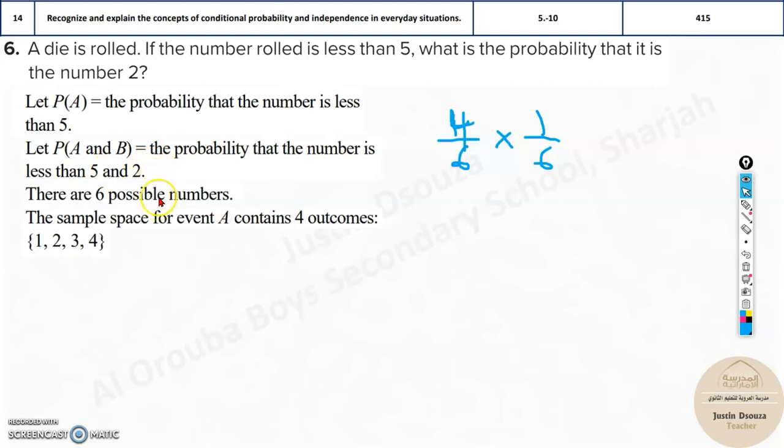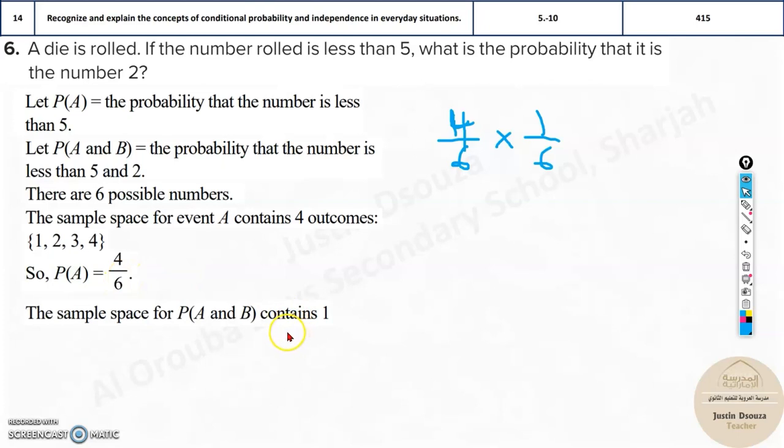Let's see all the sample spaces for the first condition. The number less than 5 is 1, 2, 3, 4. Okay, the probability will be 4 by 6. Why? Because there are 4 favorable possibilities. Less than 5 will be 1, 2, 3, 4. And total possibilities of a die is only 6. So that is the answer, 4 by 6. Now, what is the sample space of possibilities of A and B? That is, the number is less than 5 and it is 2. There is only one possibility, isn't it?